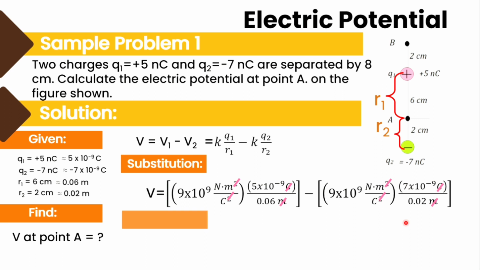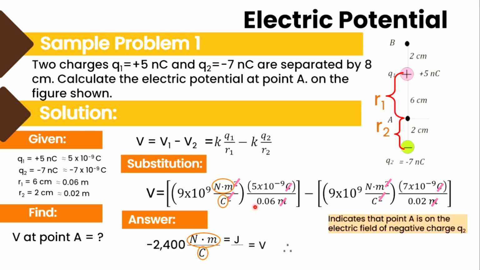Then by that, we will be having the answer, negative 2,400. What would be our unit? So what remains on top is Newton meter. So that would be our unit over coulomb. So we can see what unit remains by having a cancellation process in our units. And Newton meter over coulomb, that is, Newton meter is equal to joules, and coulomb is, of course, coulomb. So joules over coulomb here is equal to volts. So, 1 volt is equal to 1 joule over 1 coulomb.